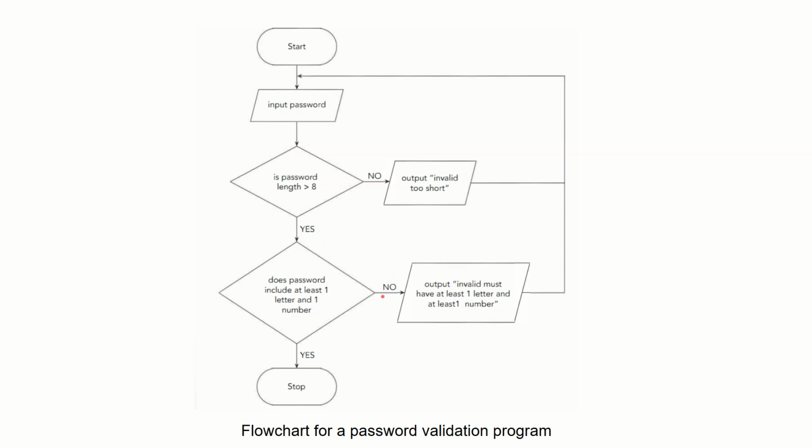Now anytime you see the line going back to the start, we call it a loop. We'll talk about it. That means it will continue asking you over and over again till you do the correct thing. So if it is no, you go back. So this is a loop because it takes you back to the start.